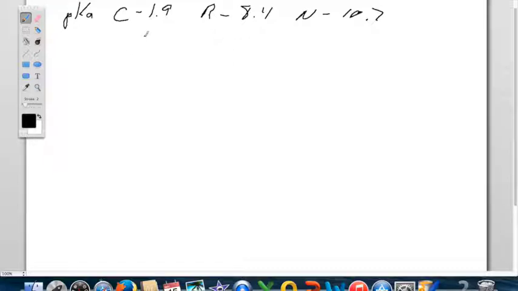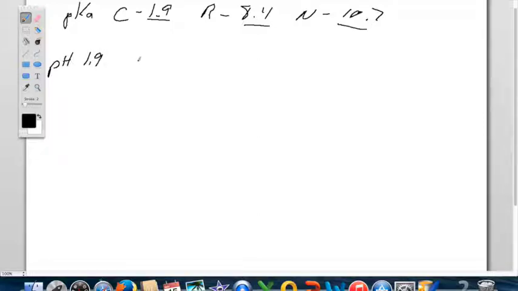Again, we get these values from our textbook. So let's determine the isoelectric point for cysteine. Again, we're going to do that by drawing the structures that exist when the pH is equal to each of these pKa values. We're going to determine which structures are isoelectric, and then the isoelectric point will be halfway between those two pHs. So let's start when the pH is equal to 1.9.